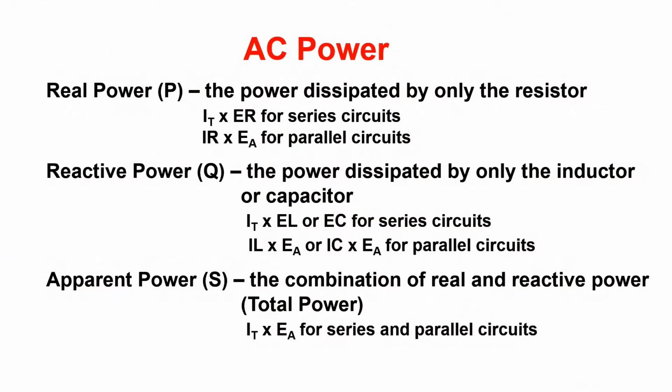If you remember from day 7, power is the rate at which work is accomplished in a circuit. Power is generated when AC flows through resistance or reactance. There are 3 types of power in AC circuits. Real power is the power dissipated by only the resistor. Reactive power is dissipated by only the inductor or capacitor, and apparent power is the combination of real and reactive. Easy enough, right? Now for filters.